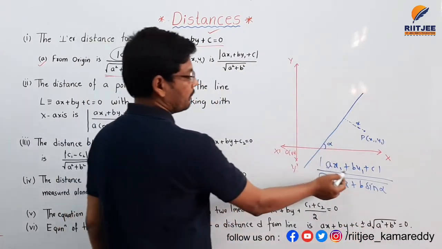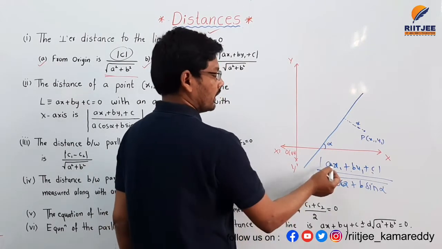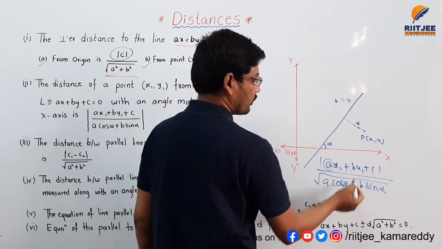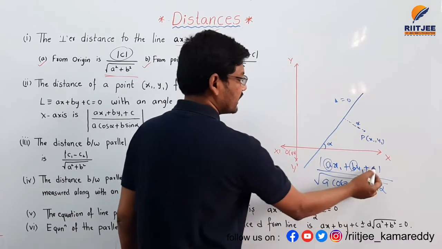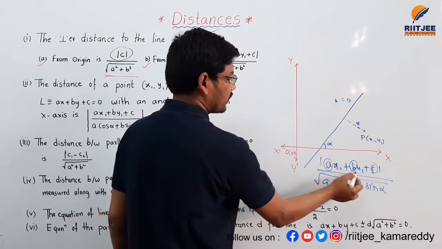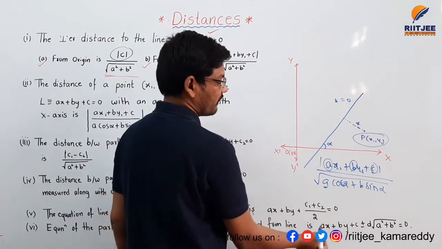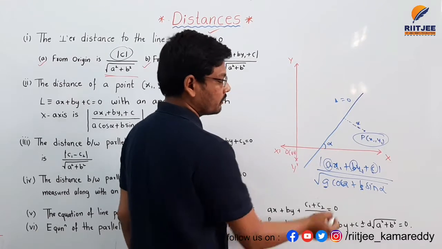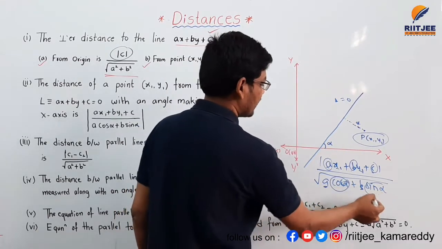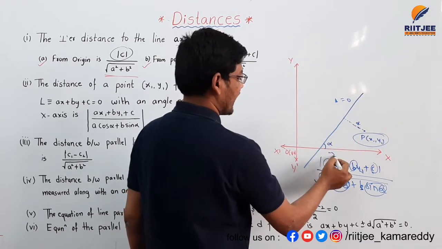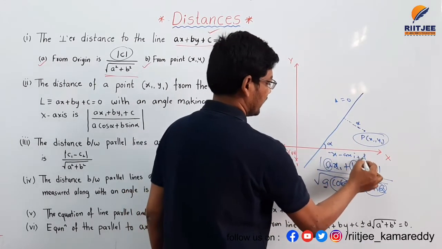Here a, b and c are the coefficients of the line L equals 0: a is the coefficient of x, b is the coefficient of y, c is a constant, and x1 y1 is the point. Alpha is the angle between the x axis and the line.